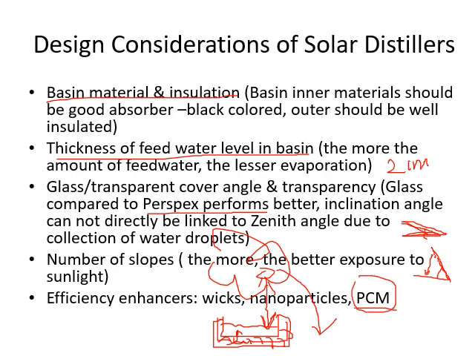One drawback of PCM is that its thermal conductivity is not very good. So it may be that if the sun is heating the water, only a portion of the PCM will melt, and the rest won't melt because the conductivity is not good. So sometimes they use nanoparticles with the PCM, or nanoparticles are sometimes added directly to the water to have a better conductivity.